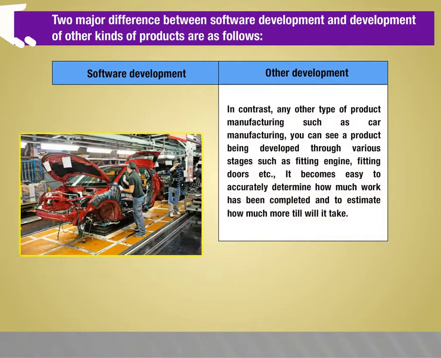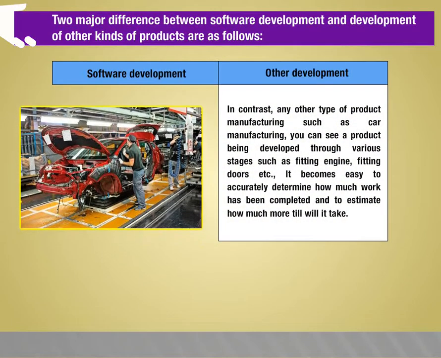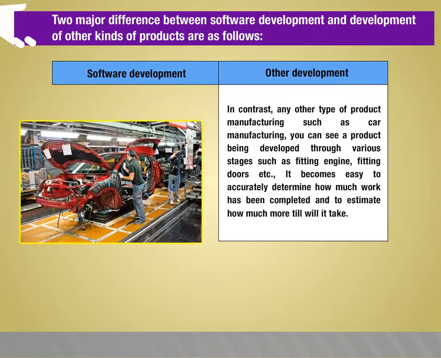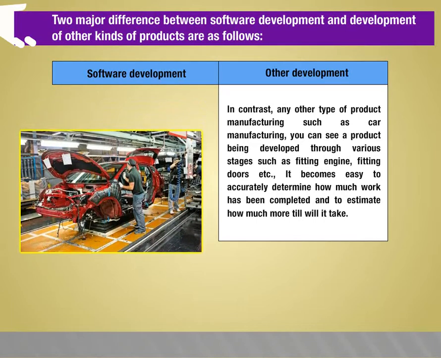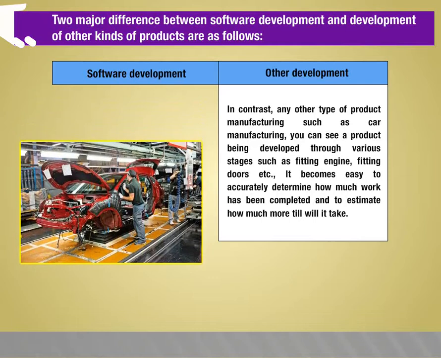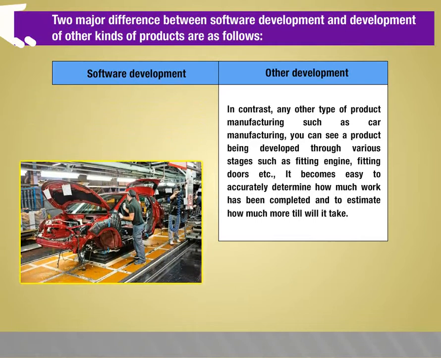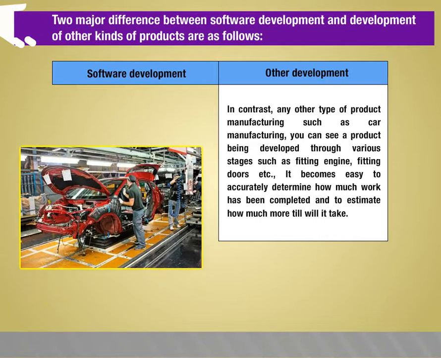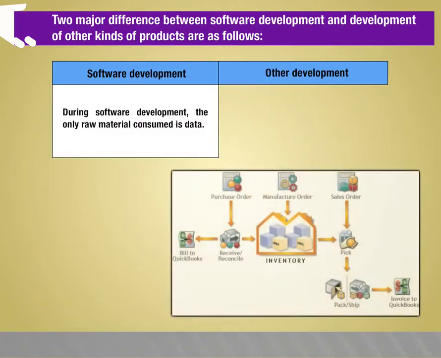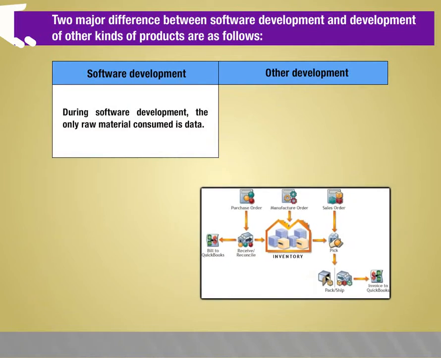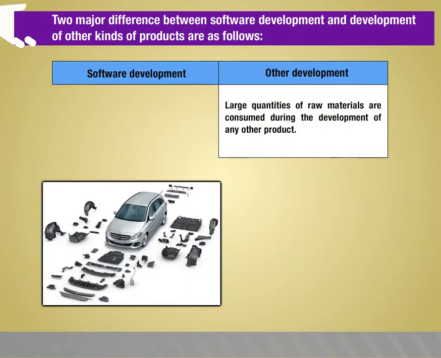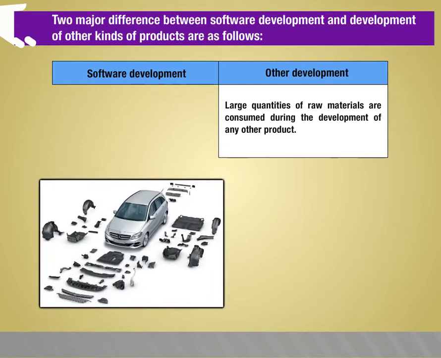In contrast, in any other type of product manufacturing such as car manufacturing, you can see a product being developed through various stages such as fitting engine, fitting doors, etc. It becomes easy to accurately determine how much work has been completed and to estimate how much more time it will take. During software development, the only raw material consumed is data. Large quantities of raw materials are consumed during the development of any other product.